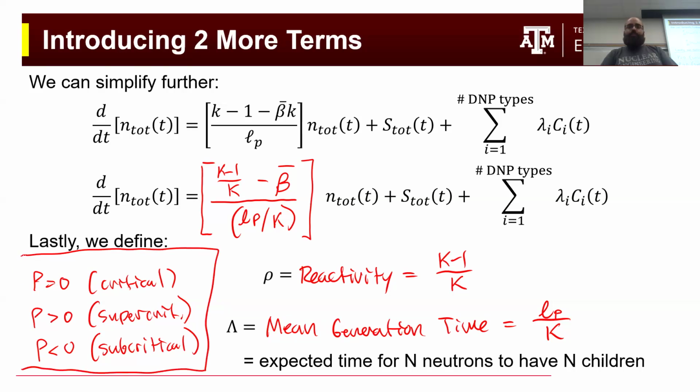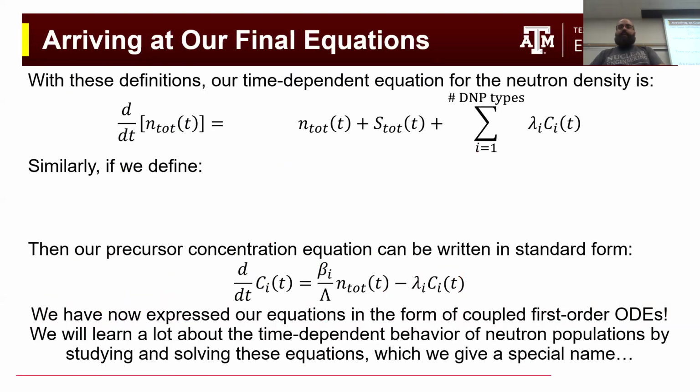Just another way to define or talk about, is my system critical? In this case, it's like a deviation from criticality. So with all of that being said, that gives me the final form of this equation, where this right here was my reactivity. I've got minus beta effective, and then I'm dividing by that mean generation time.